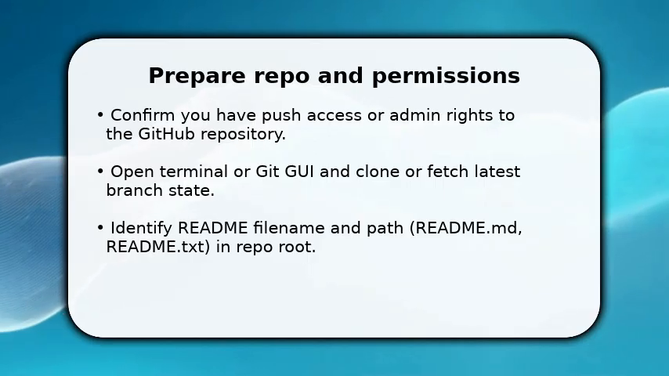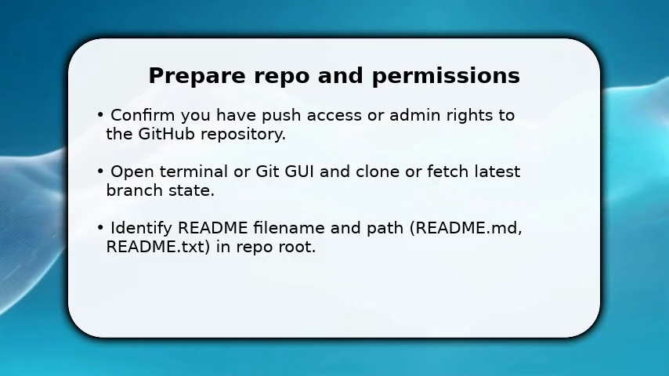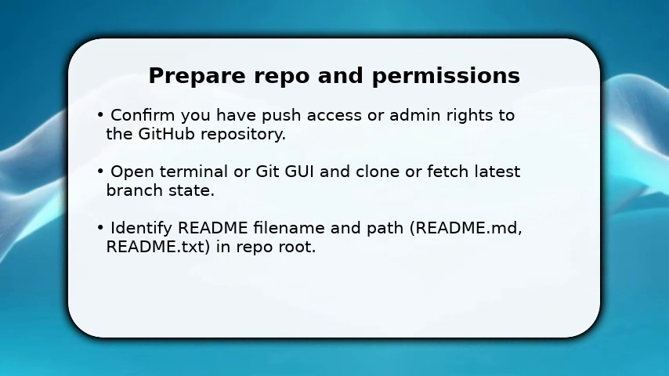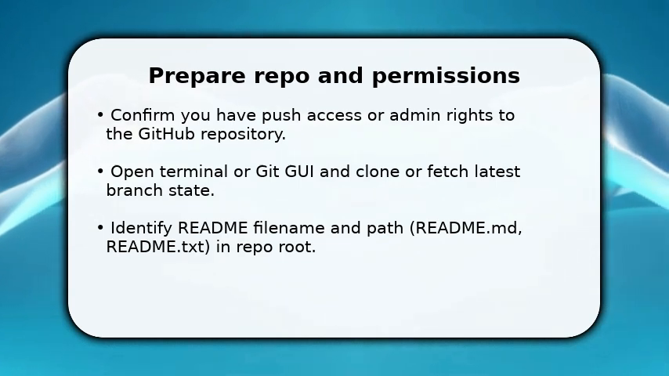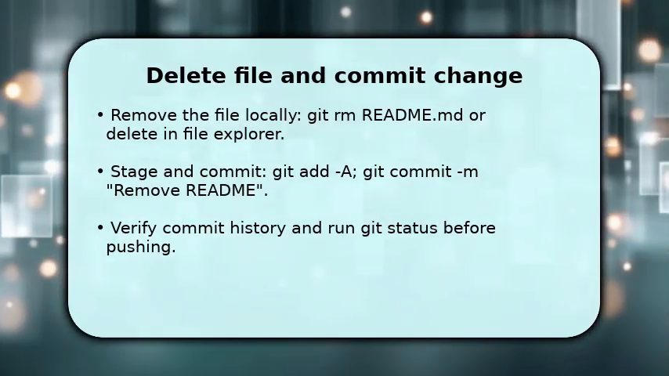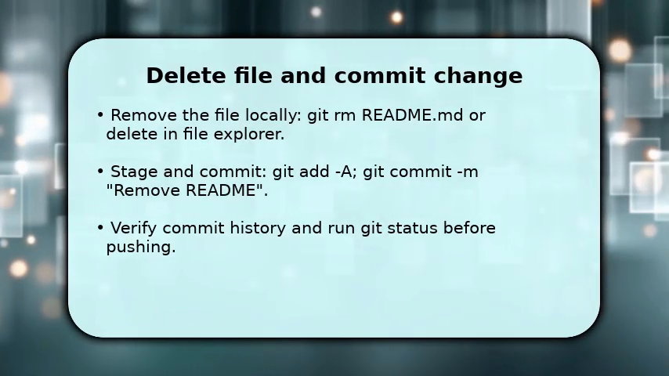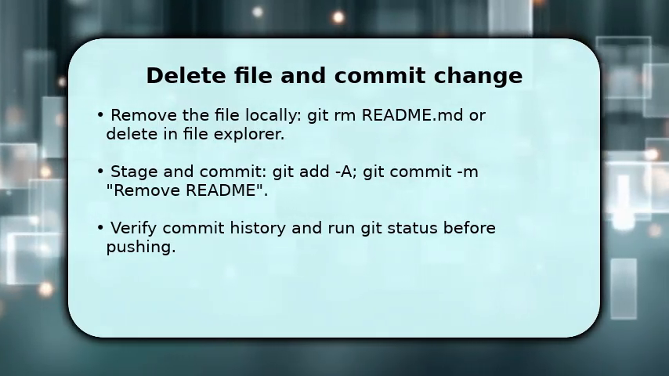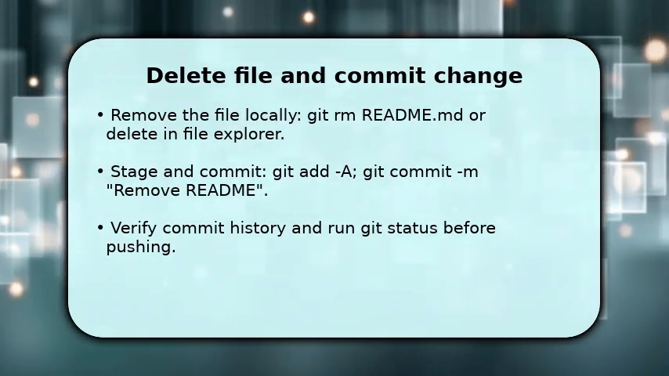You're preparing context and permissions so the removal is safe and reversible, and you can create a backup branch before deleting anything. Next, remove the Readme file from your working tree using git rm or your file manager. This stages the deletion. Then stage any other updates, commit with a clear message explaining why you removed the file, and inspect the commit with git log and git status to confirm.